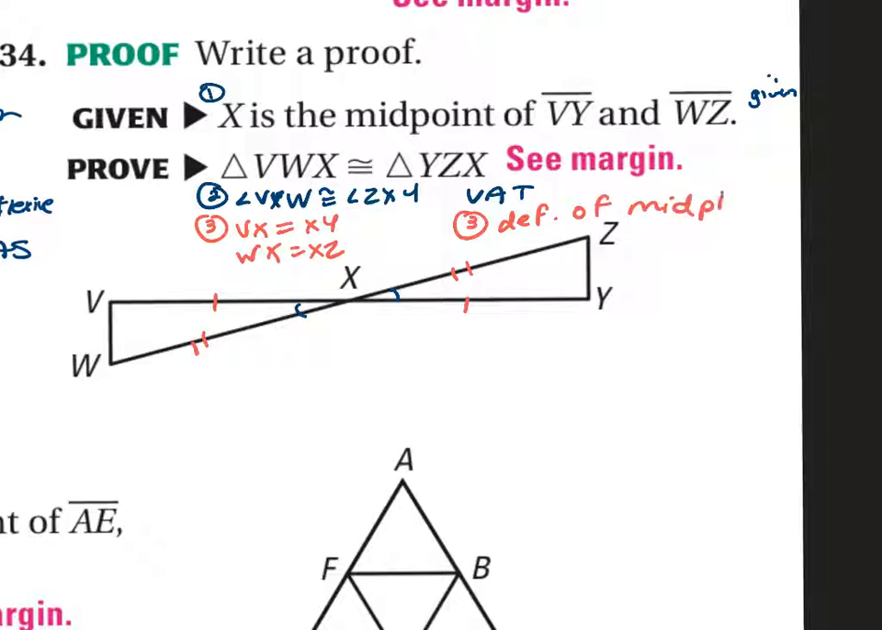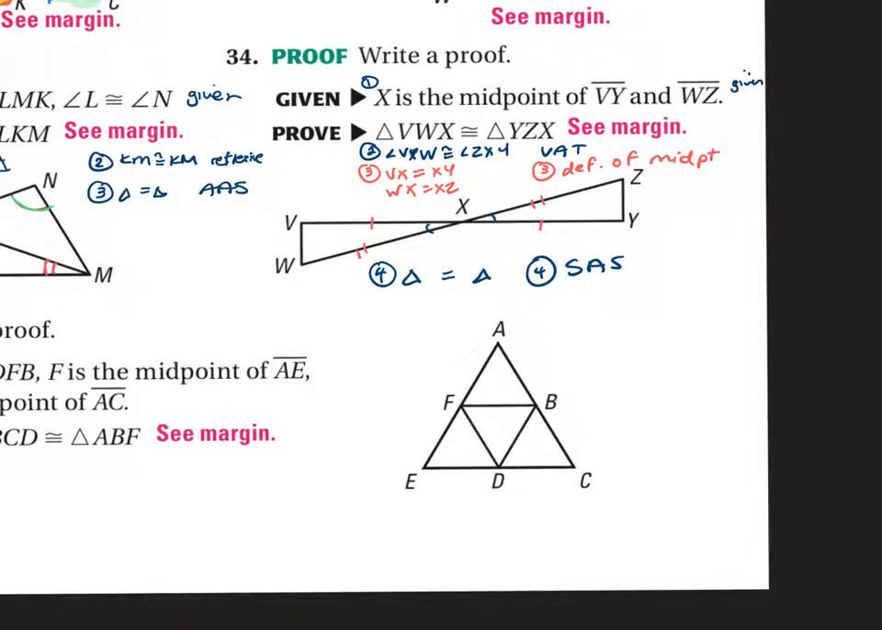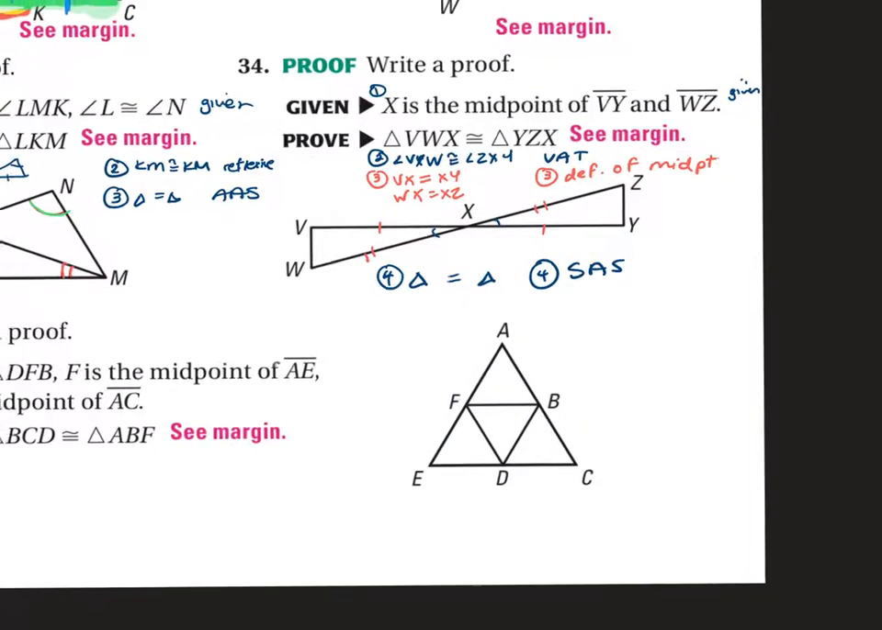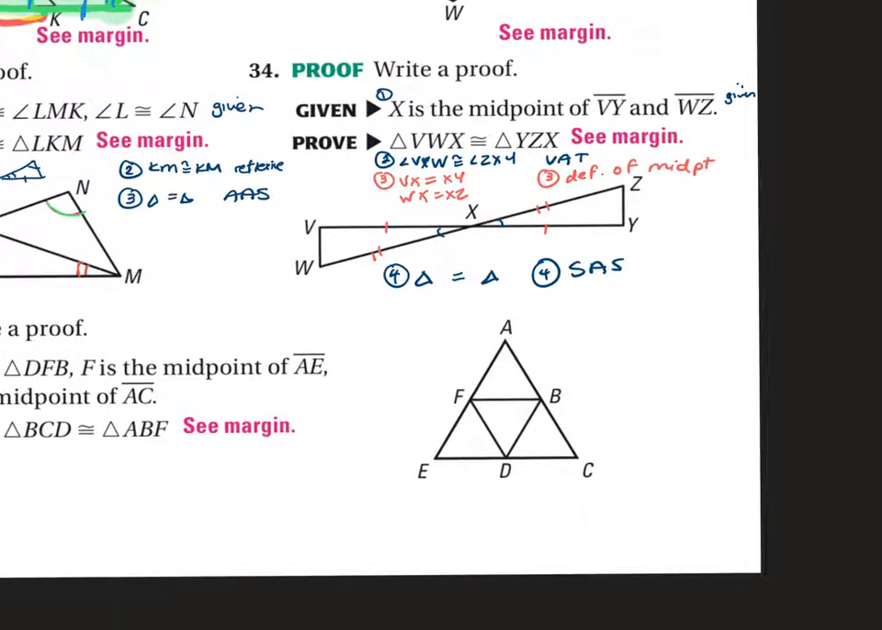Now are these triangles congruent? Why? Okay. Side angle side. Questions on that one?